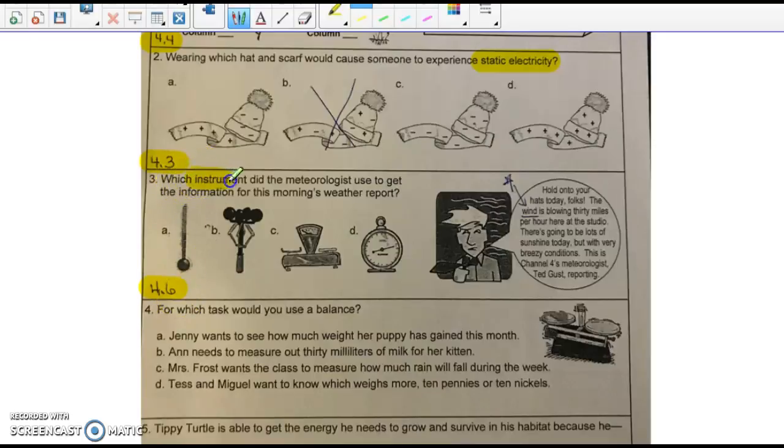Which instrument did the meteorologist use to get the information for this morning's weather report? And here's his report. Look at his hair.